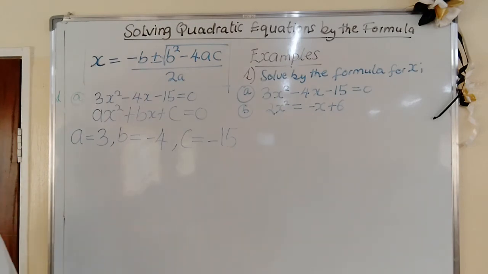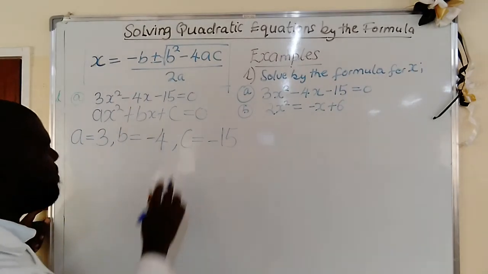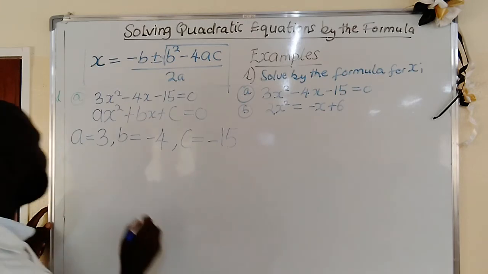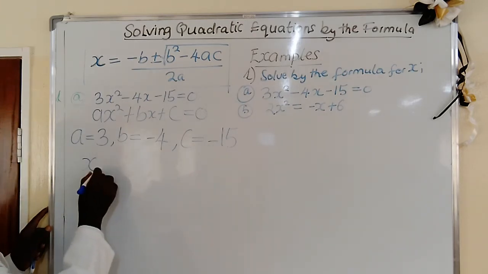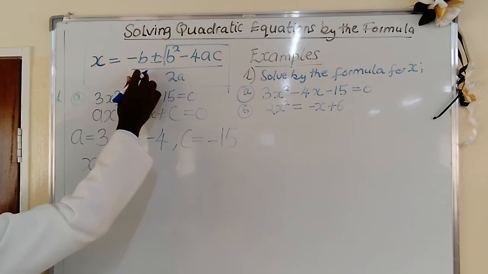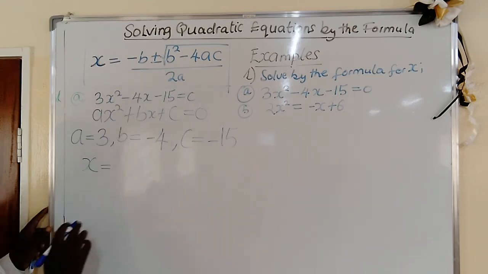Once we have collected all the quantities that we are supposed to use in the formula, we are supposed to substitute in the formula. Whatever number that we substitute for a letter, we are supposed to put it in brackets. So let's substitute the numbers for the letters in the formula. We have x is equal to, the formula is here, I will not write it again.